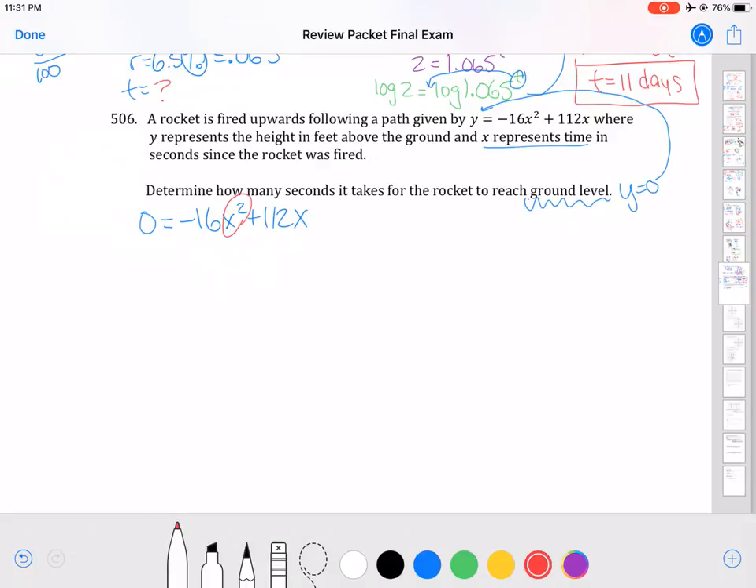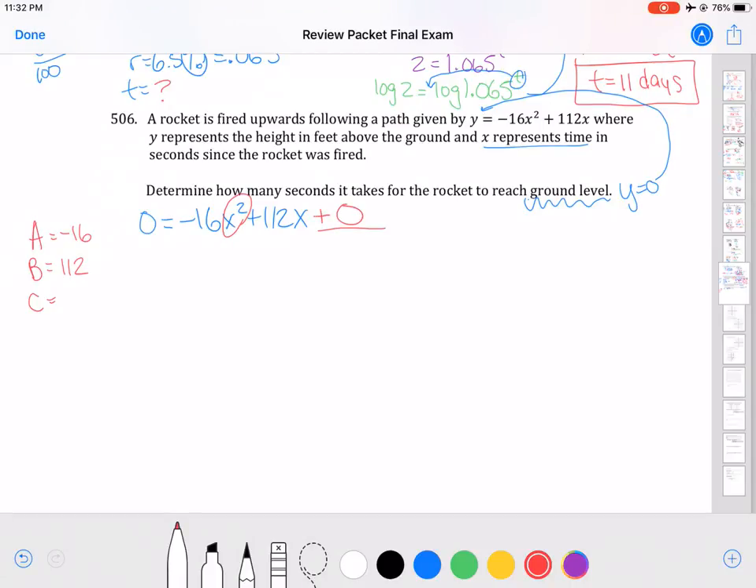So negative 16x squared, that x squared tells me that it's a quadratic. I'm solving it because it asked me to figure out what x is, or figure out how many seconds it takes. So I'm using the quadratic formula. Now the trick with this one is for the quadratic formula, you guys know you need a, b, and c. A is the number in front of x squared, which for this one is negative 16. B is the number in front of x, which for this question is 112. And then I've got nothing over here for c.